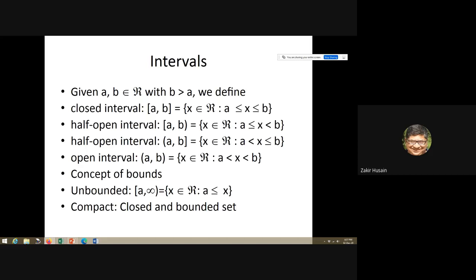An interval is a set of points within two boundaries, and the boundaries define the limits of the set. We can also have an unbounded set, where the set continues indefinitely. Now, if the set is closed, that is, the boundaries are within the set, it is obviously bounded. So, if the set is closed and bounded, we call it a compact set.